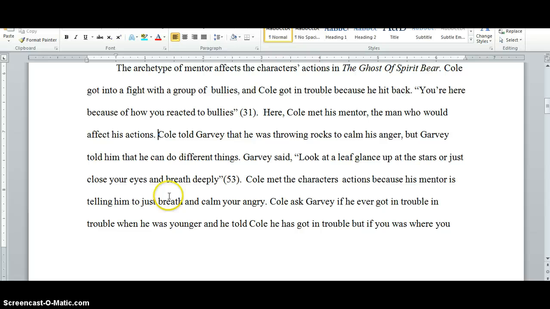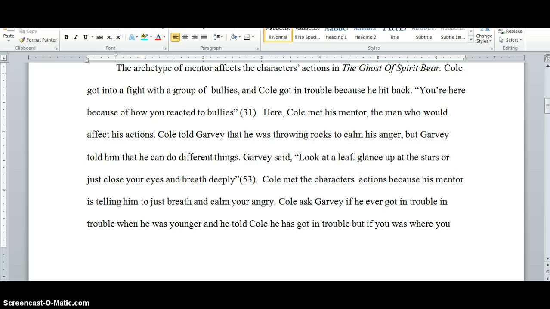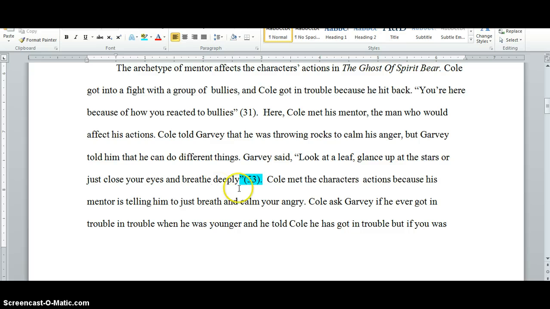That's a good start. That's a very good start. So let's keep going. Cole told Garvey that he was throwing rocks to calm his anger, but Garvey told him that he could do different things. Garvey said, "Look at a leaf." A period or a comma? You'll have to go check on page 53 to figure out what actually goes here. Look at a leaf, glance up at the stars, or just close your eyes and breathe deeply, probably with an E here. Cole met the character's actions.